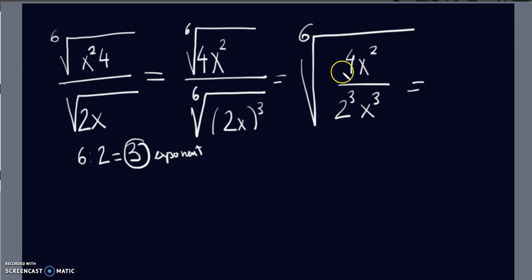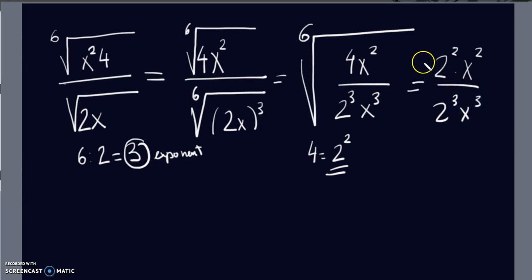factorize. You should factorize the number 4. Because if you factorize the number 4, you can simplify better, okay? So I'm going to write 2 to the power of 2 times x to the power of 2, and the denominator the same, everything with the same radical.